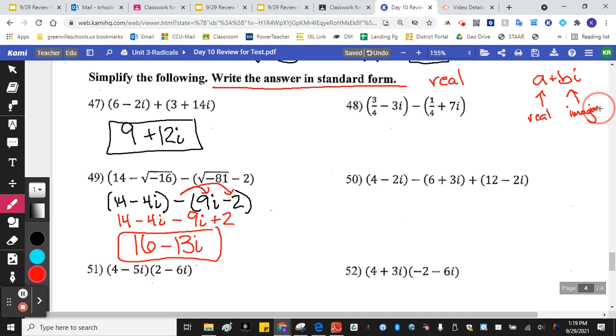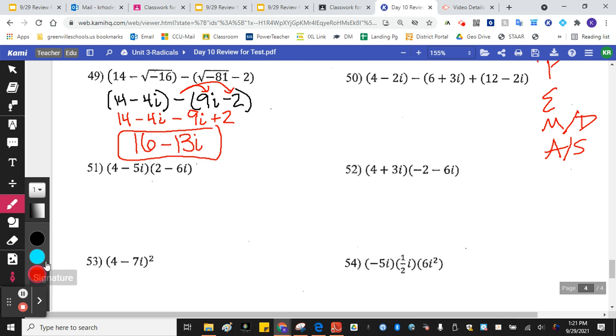We follow formulas from the table. Big difference. So you do addition and subtraction. So 51, add, subtract, or multiply. Multiply. So we're going to distribute.